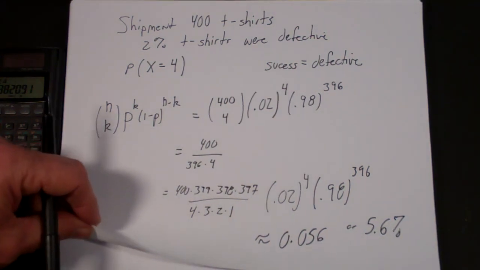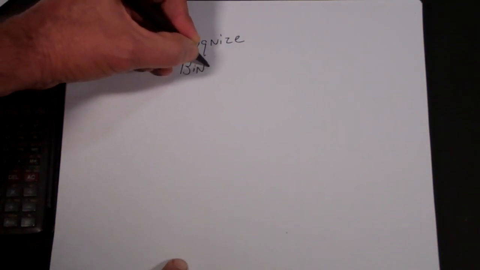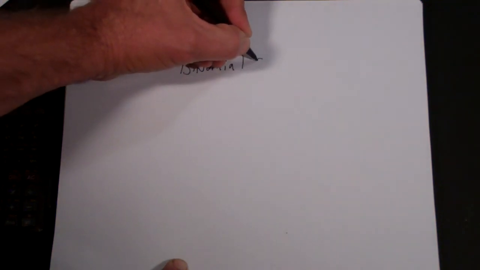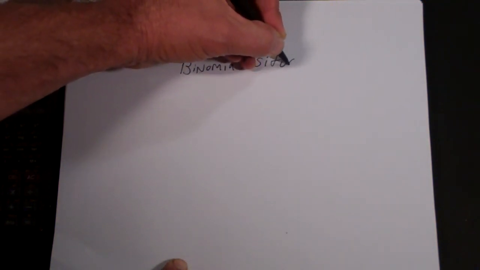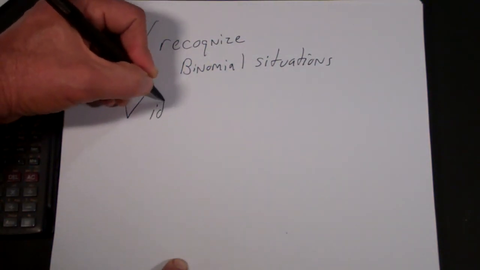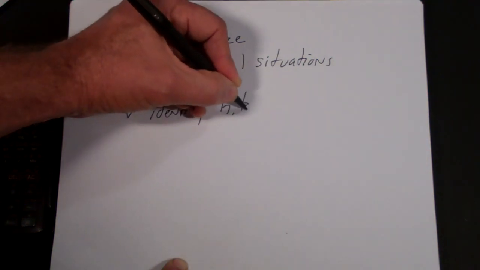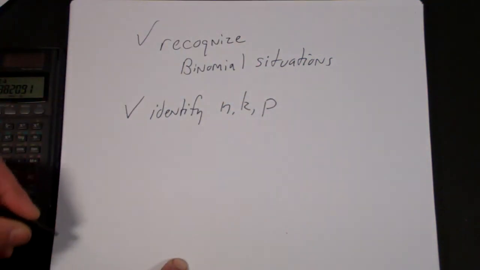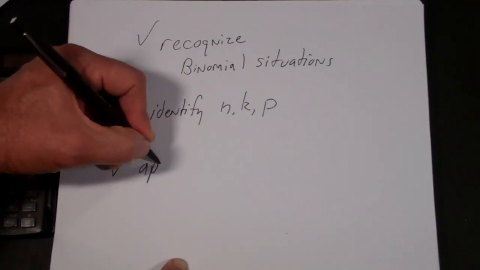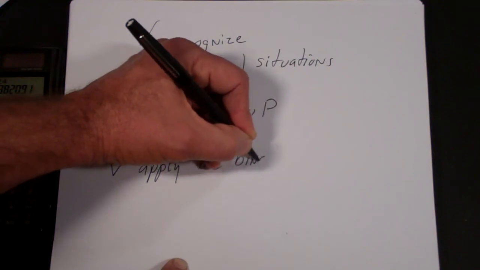So let's think about what we want to do here. What we want to do here is we want to recognize binomial situations. You want to be able to identify N, K, and P, and you want to apply the formula, the binomial probability formula.